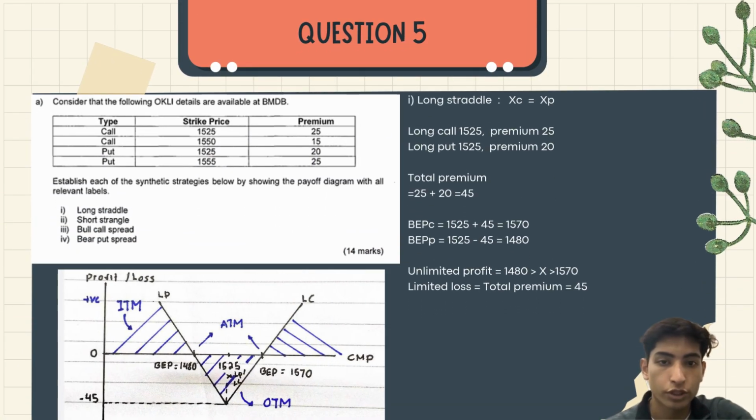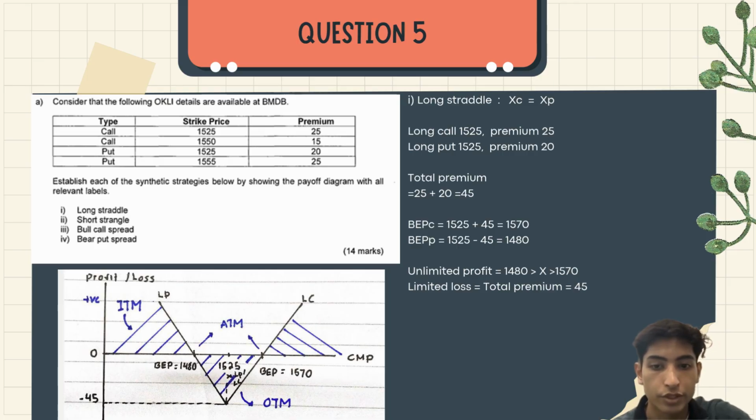Next, I will continue with question 5. Question 5 requires you to establish 4 option strategies using the given FKLI, call and put options. The first strategy is the long straddle. For the long straddle strategy, we buy a call option and a put option with the same strike price of 1525. The call premium is 25 and the put premium is 20. So the total premium is 45. This means the investor needs a large price movement, either upward or downward, to make a profit. So the break-even price for the lower is 1480 and for the upper is 1570.